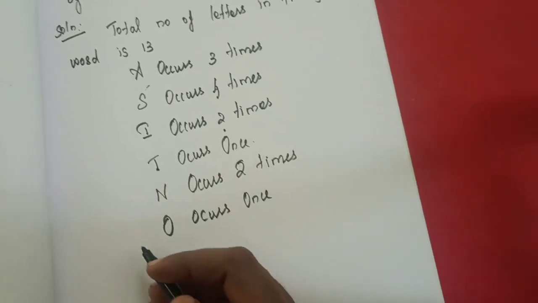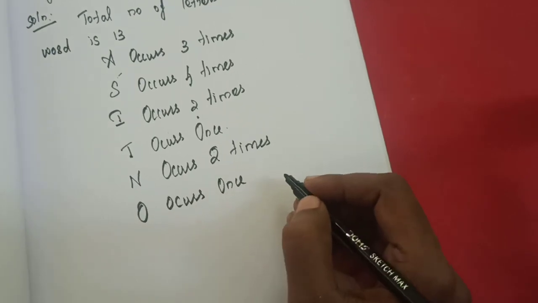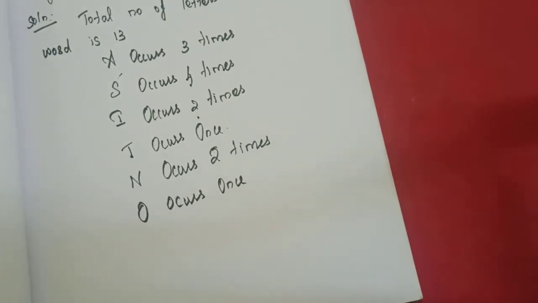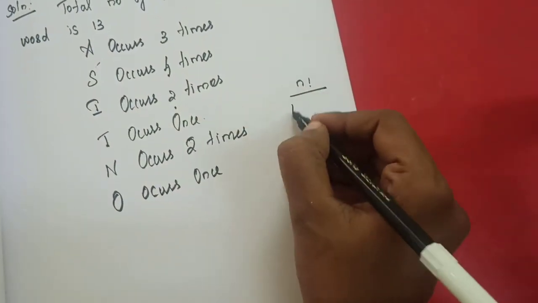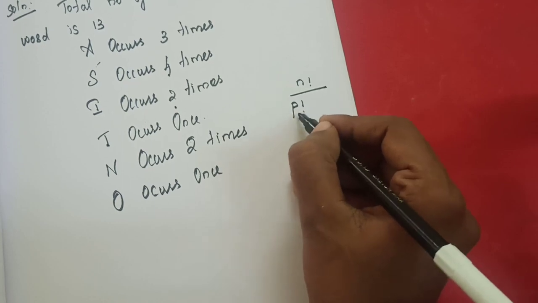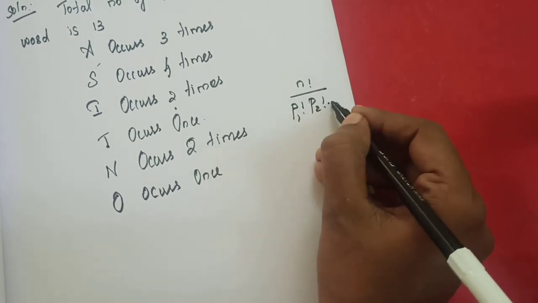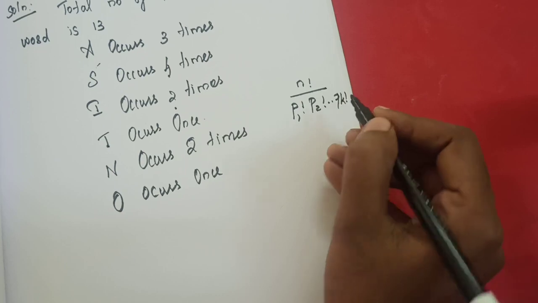What is the formula here? Last class I taught you the formula, and we are going to use it. How will you find the number of permutations? In example 2.21 I taught you that formula. The formula for finding the number of permutations is n factorial divided by p1 factorial, p2 factorial, etc., pk factorial. Alright?